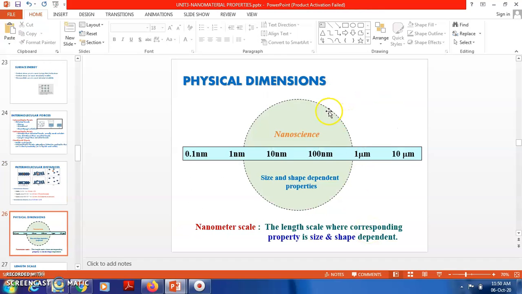Then physical dimensions: here the physical dimension diagram is given, with size and dependent properties given in the form of circles from 1 nanometer to 1 micrometer.